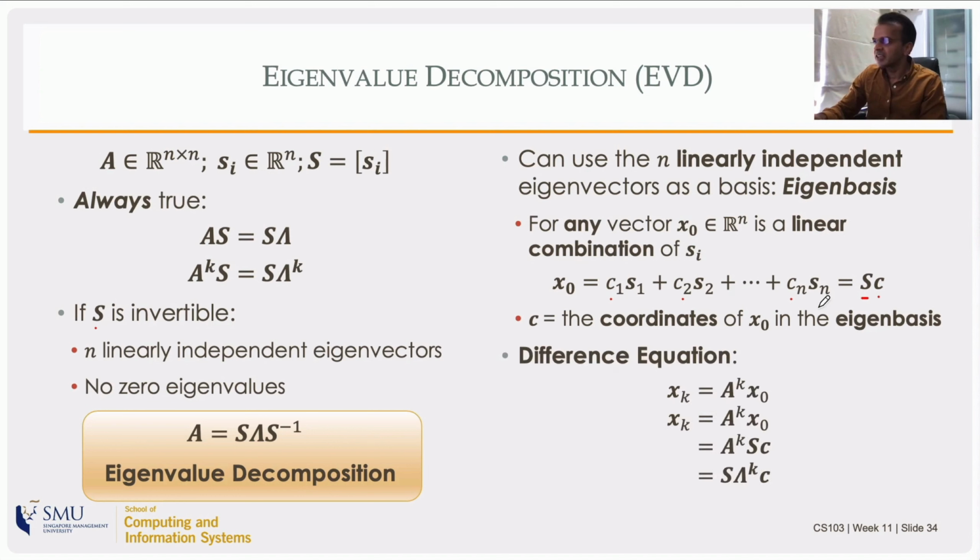Why would you want to do that? Because the difference equation xk, which is the kth state of the system, was A to the power k times x0, and if x0 is actually SC, then A to the power k S, as you can see here, is just S lambda to the power k, so it just becomes that, which is easy to compute. This guy is hard to compute, but this guy is very easy to compute. So diagonalization is a process of getting A in this form, and since it is a decomposition, a factorization, this is also called eigenvalue decomposition, or EVD for short. That is a pretty interesting and very useful decomposition.